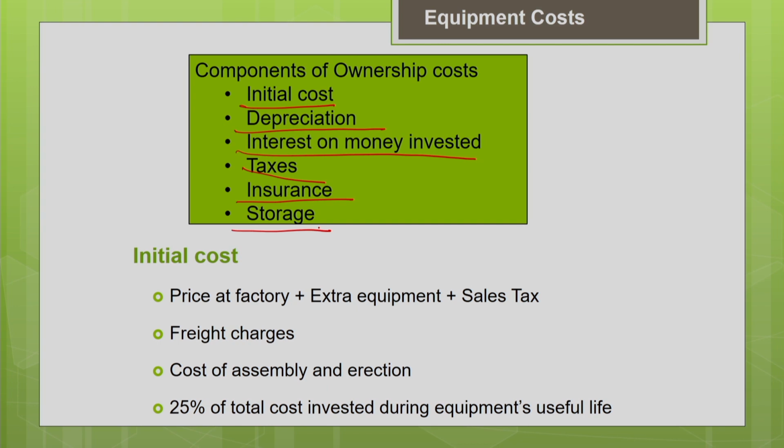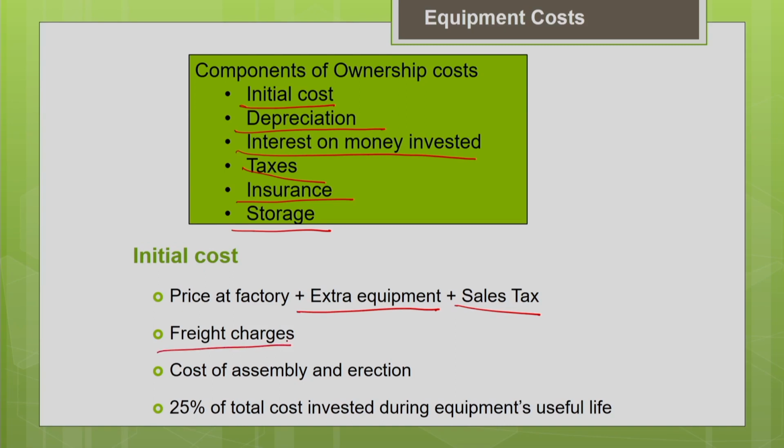Okay. So, these are all the different components of the ownership cost which we are going to discuss one by one now. First is the initial cost. Everyone is aware of the purchase cost of the machine. It includes the price at the factory plus any extra equipment you may need for the installation, or maybe some accessories, including everything. So initial cost includes all the extra components, the sales tax, and the freight charges.